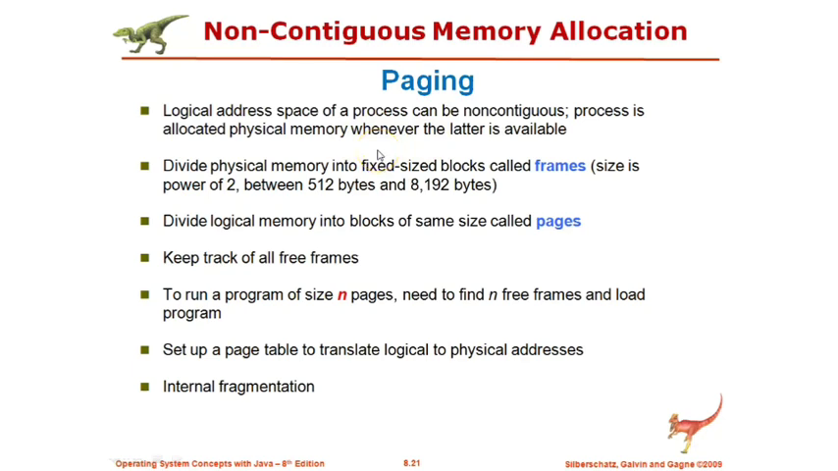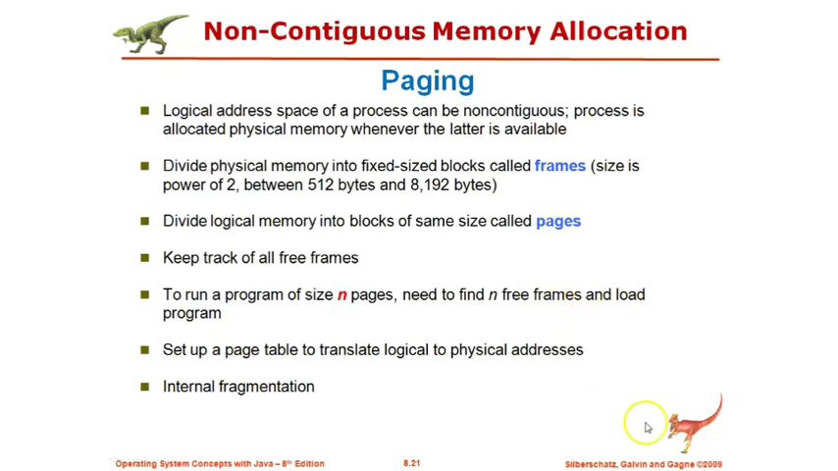We divide the physical memory into fixed-size blocks called frames, and the logical memory is divided into pages. When we divide physical memory into blocks, these are called frames. When we divide logical memory into blocks, these are called pages. You have to keep track of all the free frames, and to run a program of size n pages, we need to find n free frames and load the program. We have to set up a page table to translate logical to physical addresses, and we have to carry the internal fragmentation also.